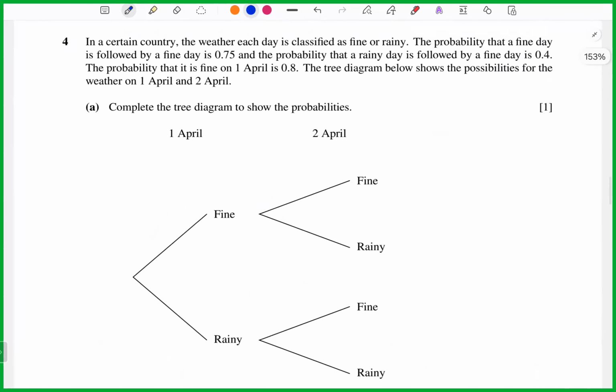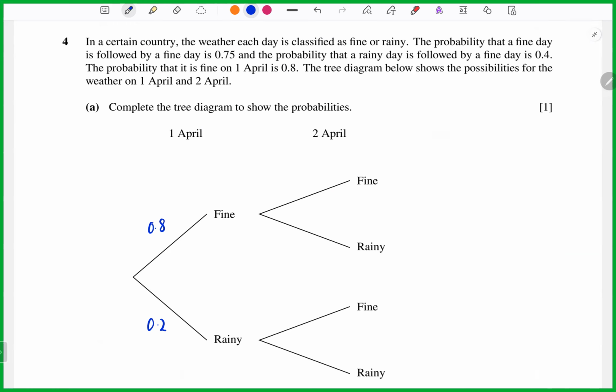Okay, let's go to the next question. In a certain country, the weather each day is classified as fine or rainy. The probability that a fine day is followed by a fine day is 0.75, and the probability that a rainy day is followed by a fine day is 0.4. The probability that it is fine on 1 April is 0.8. So you will get rain as 0.2 here.